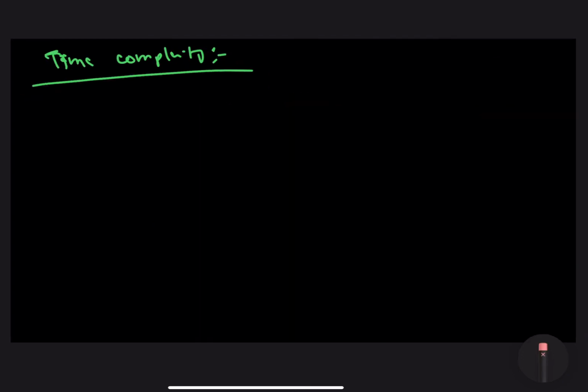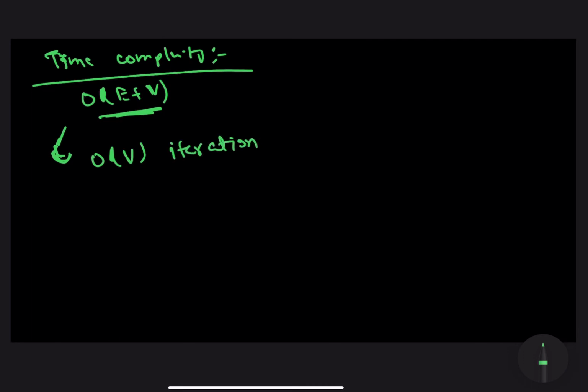Now the runtime complexity of a BFS algorithm is very simple to understand. It is equal to O of E plus V, where E is the number of edges and V is the number of vertices. Now let's see how we actually come to this time complexity. In BFS, in general, we make a total of O of V iterations. That is, we iterate over a node only once. So we make O of V iterations in total.